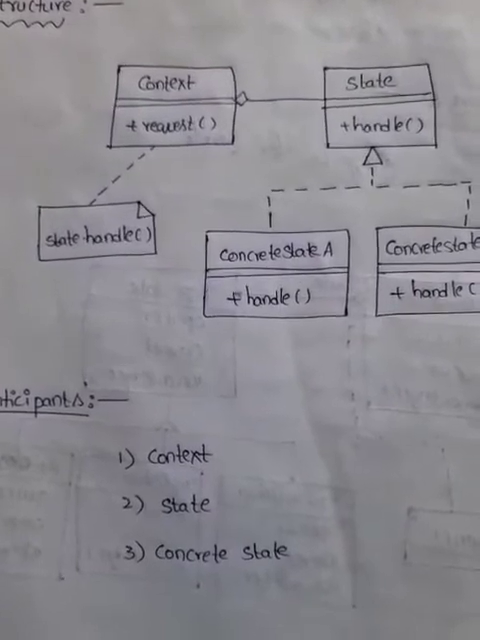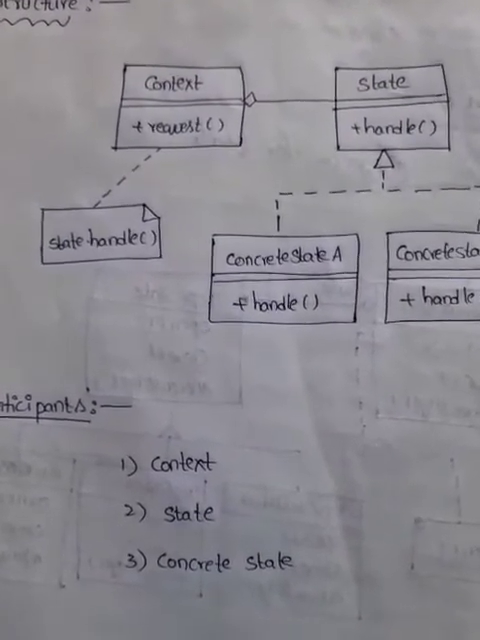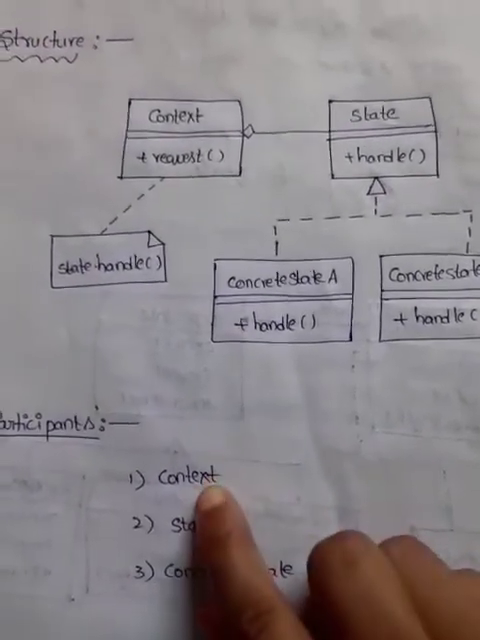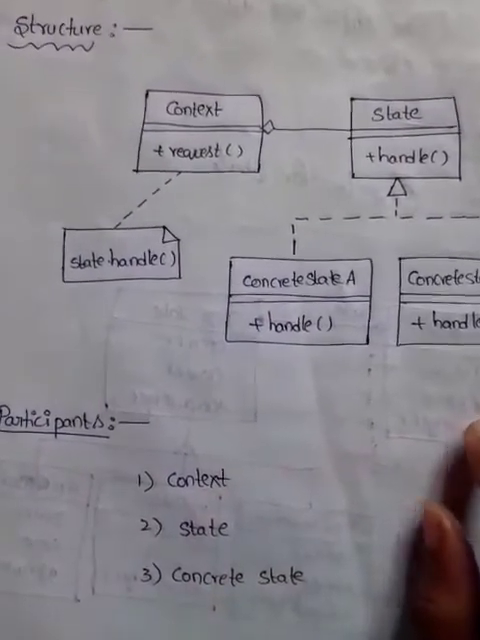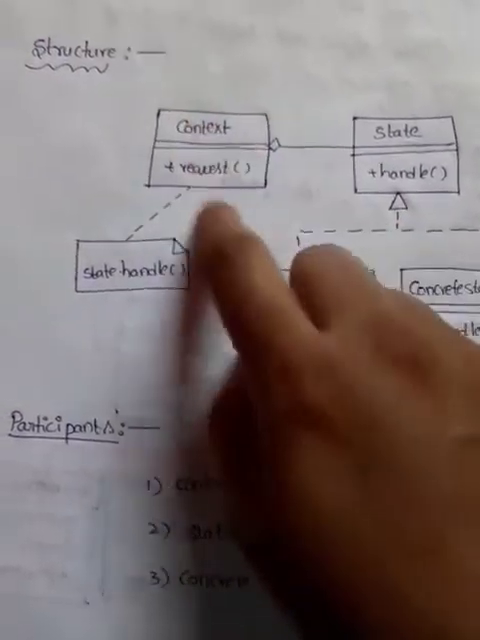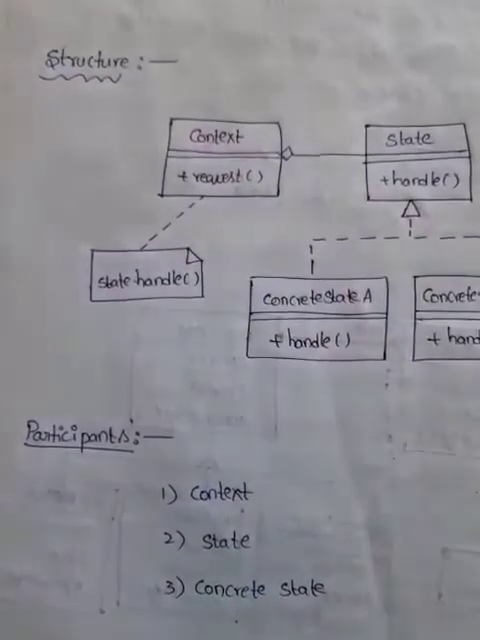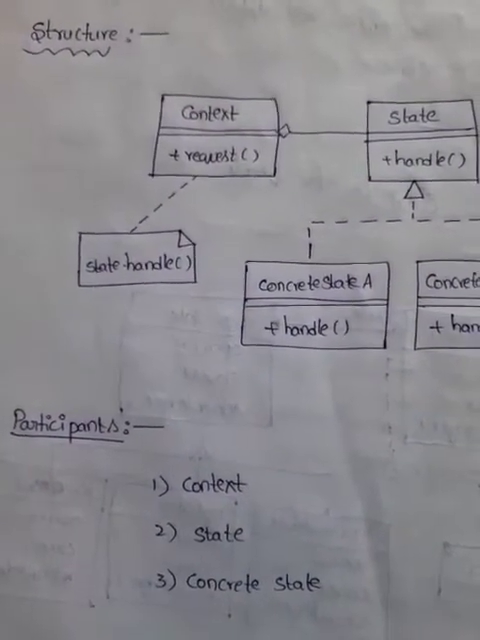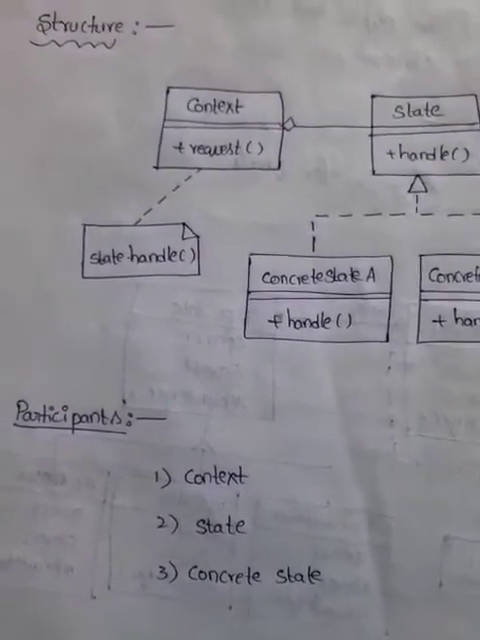So, we have three participants. The first one is context, the next one is state, and the next one is concrete state. The context will become a TCP connection, which we have seen in our example of motivation. It defines the interface of interest to clients, and it maintains an instance of a concrete state subclass that defines the current state.